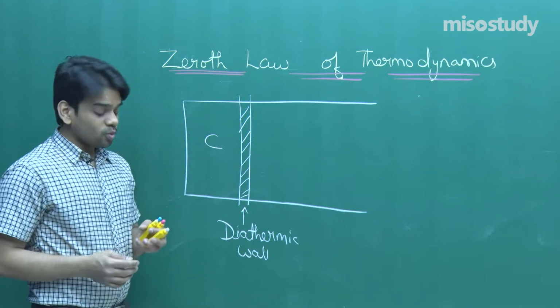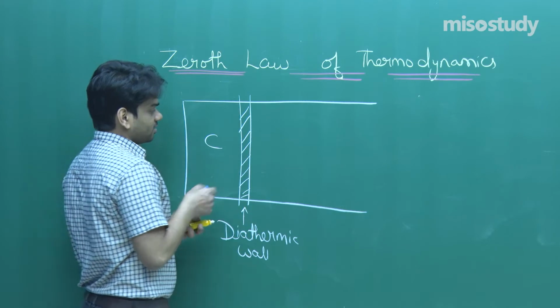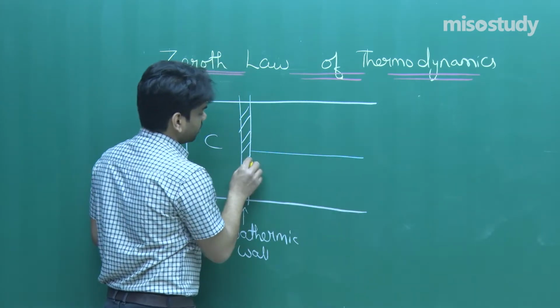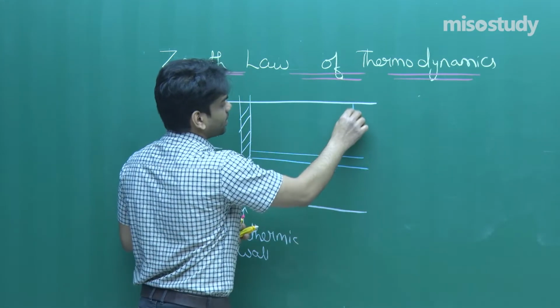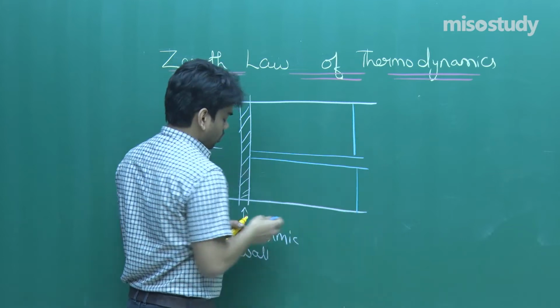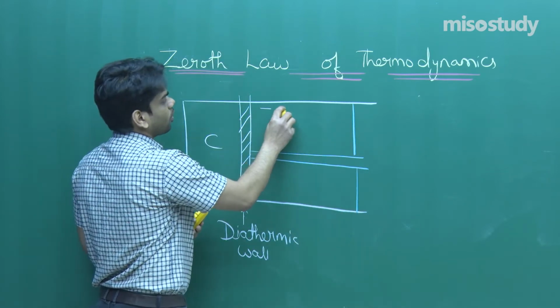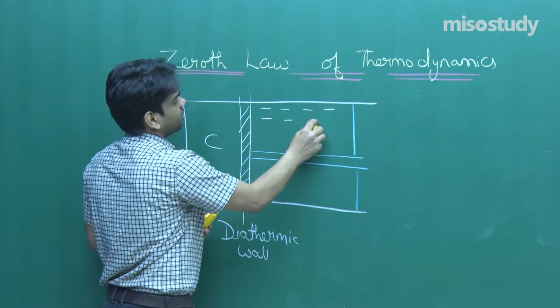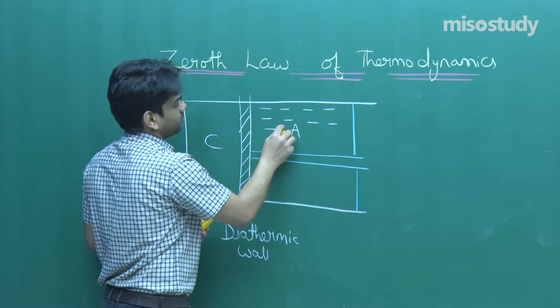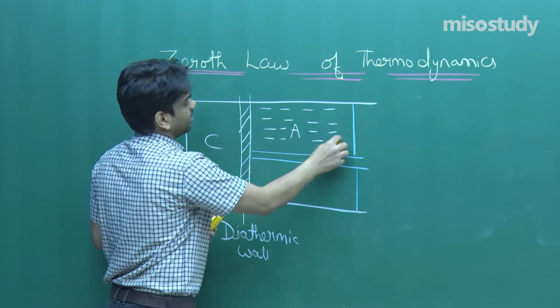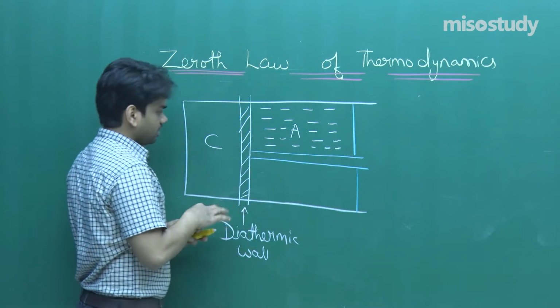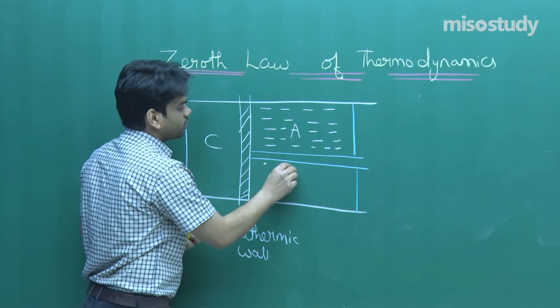Now we have taken two more bodies, A and B, separated through an adiabatic wall. What we have done, we have taken two more bodies. This is A, and let us take body B in the downward section, denoting with a dot.